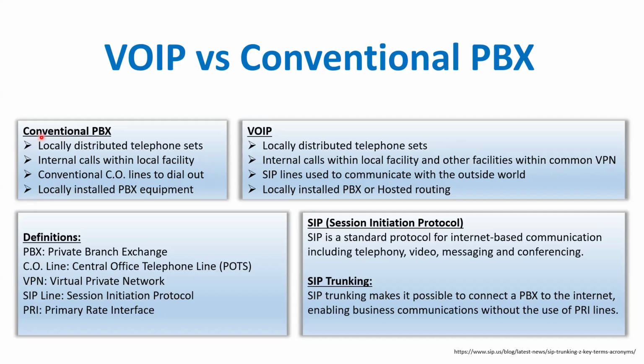All right, so for conventional PBX, conventional CO, central office lines, are used to dial out. Now, with VoIP, SIP lines are used to communicate with the outside world. Now, the last one here. For the conventional PBX, it's locally installed PBX equipment. There is a physical box that hangs on the wall or stands on the floor, but it's a physical box.